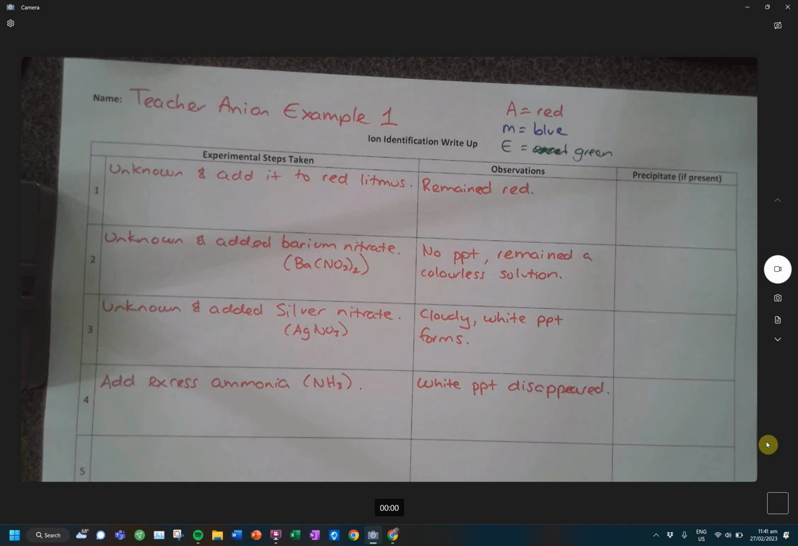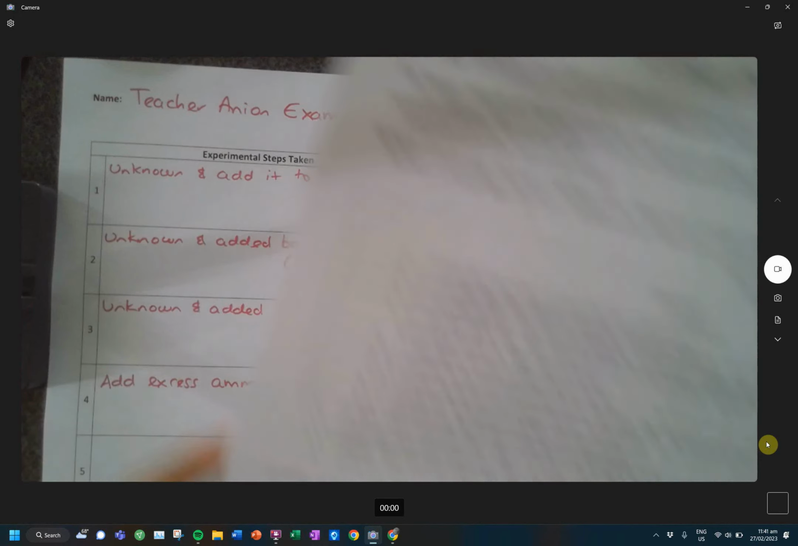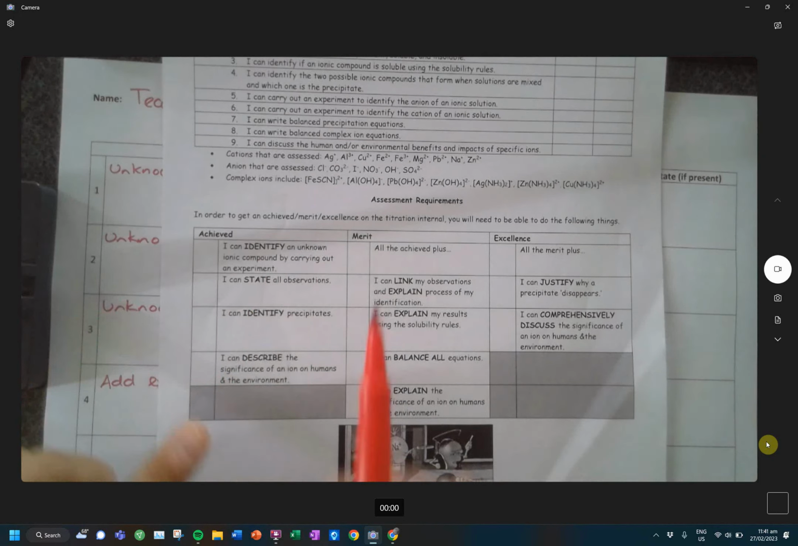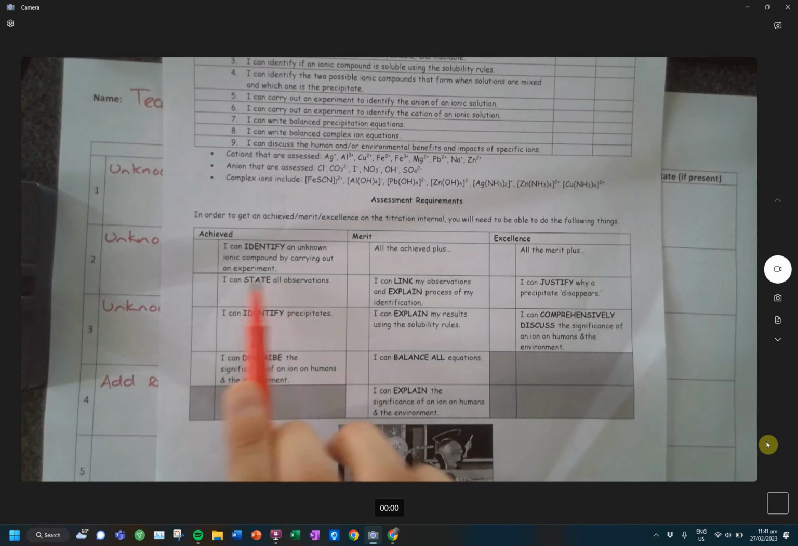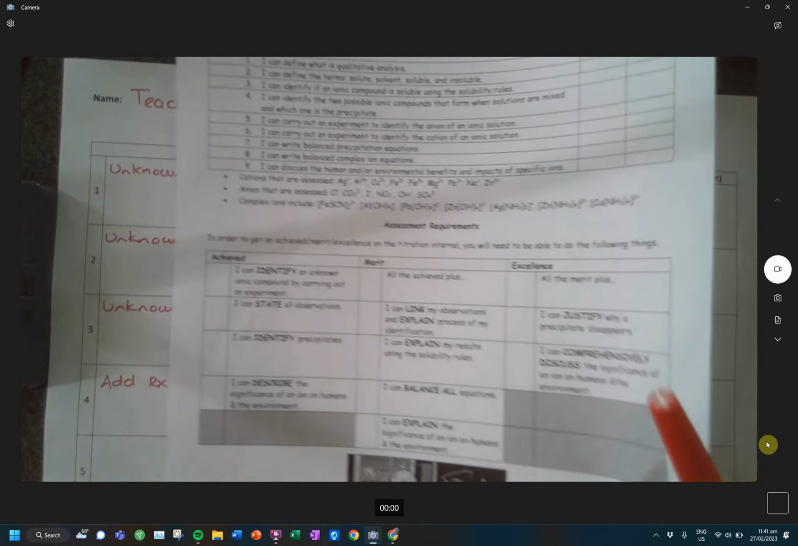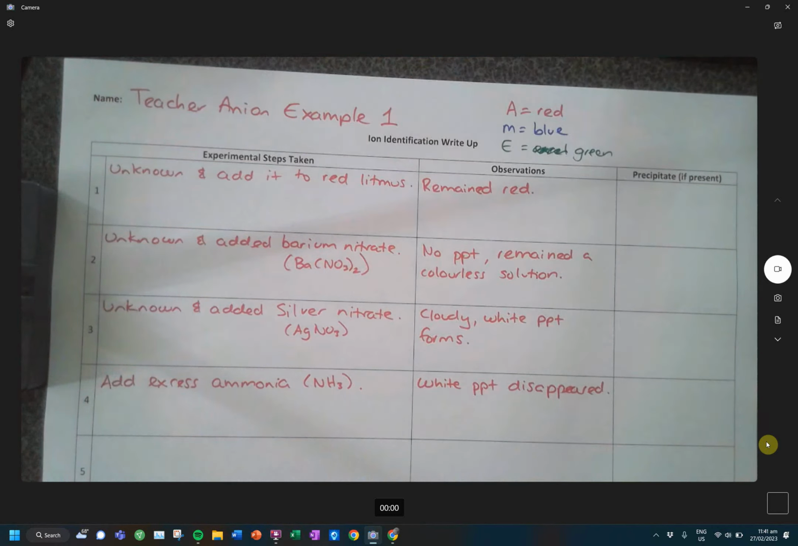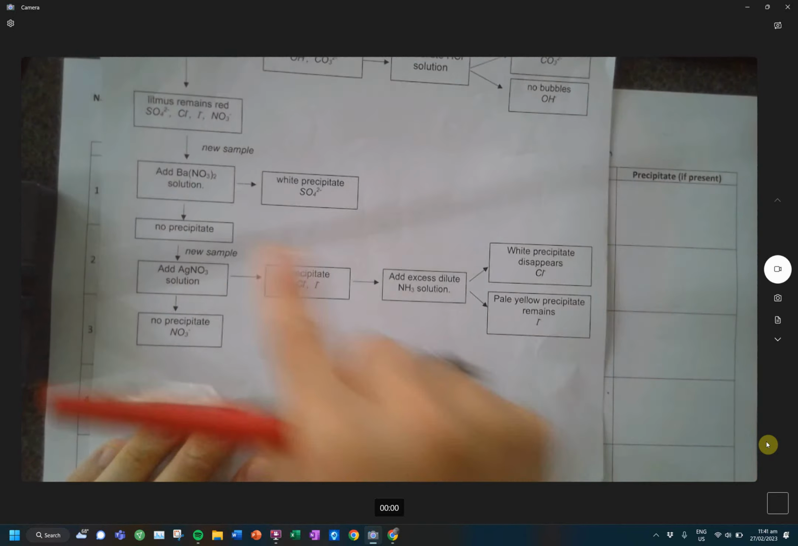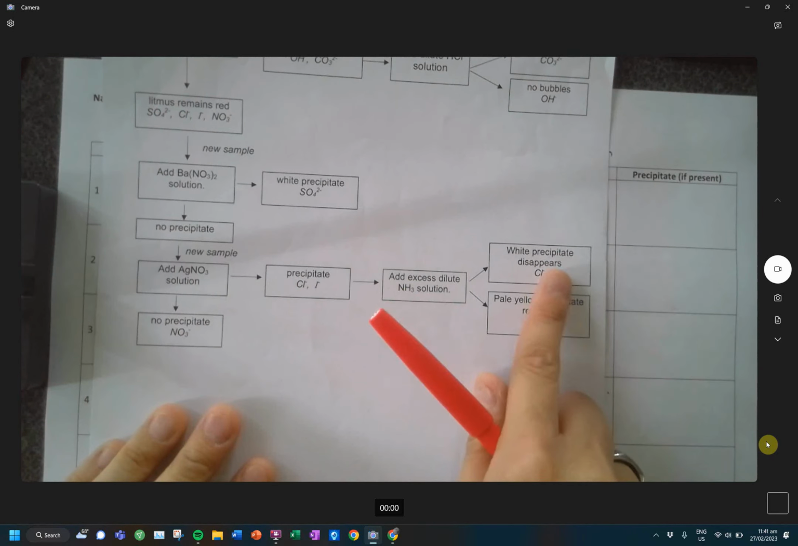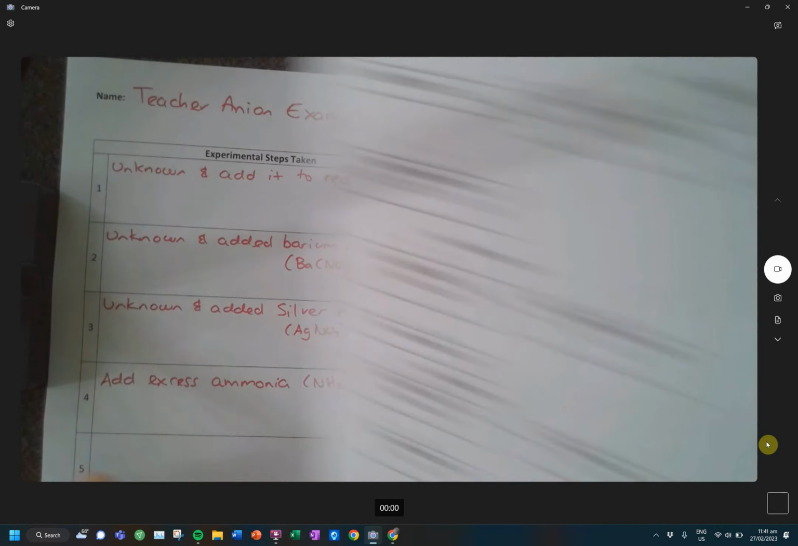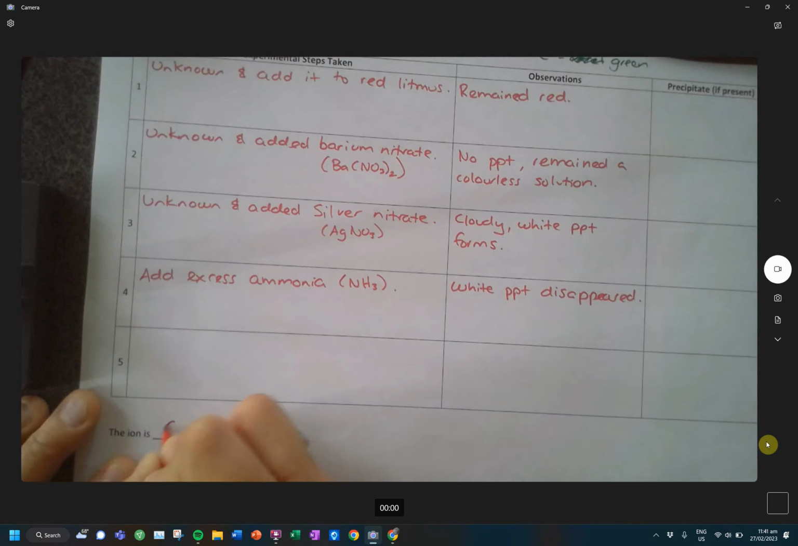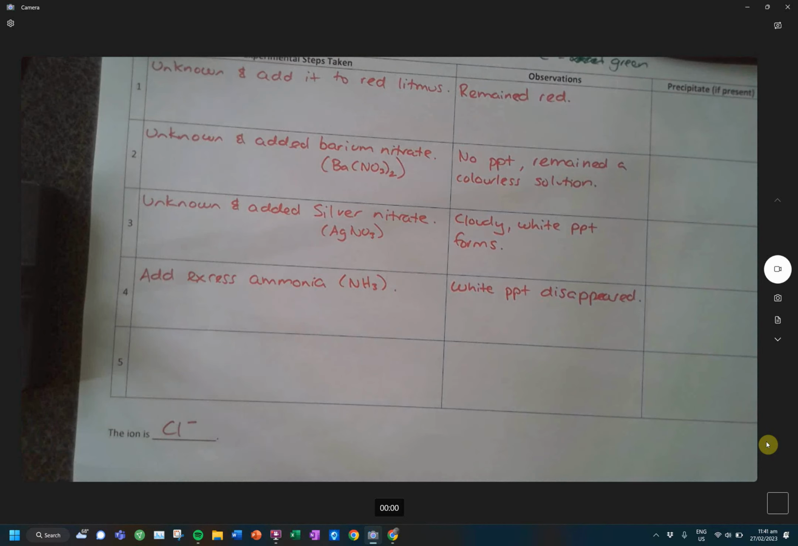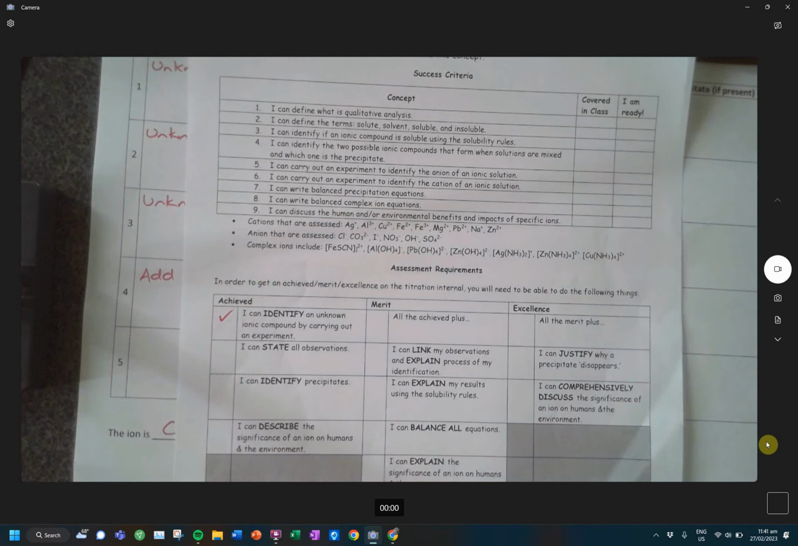Now, like I said, let's finish up the achieved stuff. So, first thing I need to do when I'm looking at my checklist is I can identify an unknown ionic compound by carrying out an experiment. So we need to figure out both the anion and the cation. We were just focusing on the anion today. Based off the steps that I've done, I've ended up here. So I've identified my ion as the chloride ion, Cl minus. So that's the first thing I need to do for my achieved. I'll just tick it off to show you.